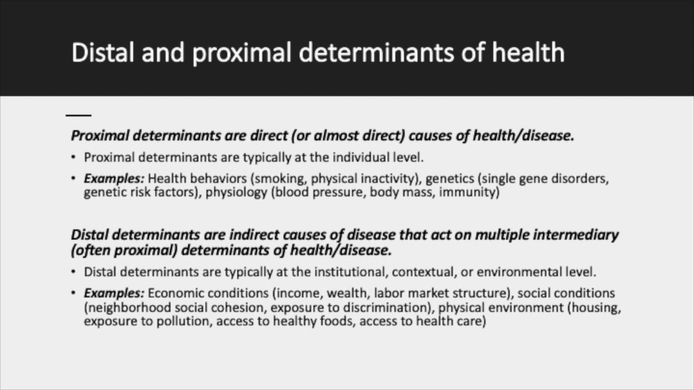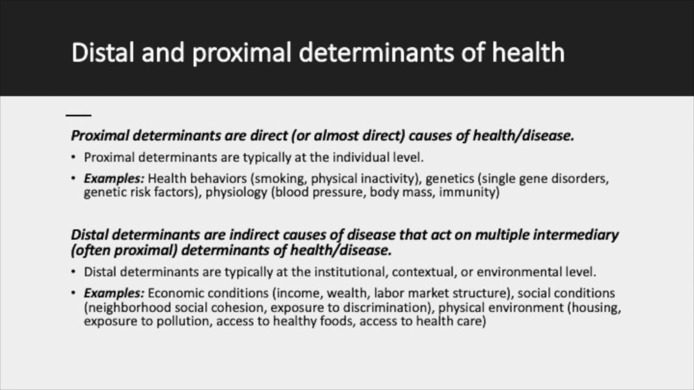If you think about the figure on the previous slide, these are going to be the more intermediate outcomes. This is in the middle, right? It's something like a behavior. We might also think about genetics or physiology. These would be proximal determinants. They're very close to or within the individual.